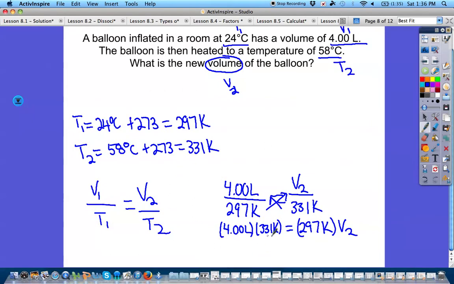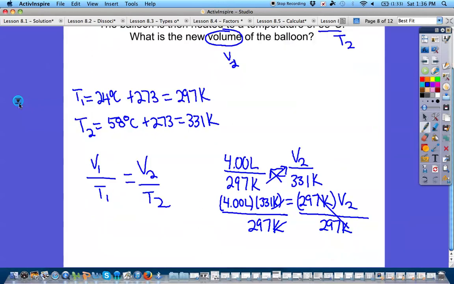Then we're going to divide by 297 Kelvin on both sides to get V2 by itself. Kelvin's going to cancel over here. So we're going to have 4 times 331 and then divide it by 297. So V2 is going to equal 4.46 liters.